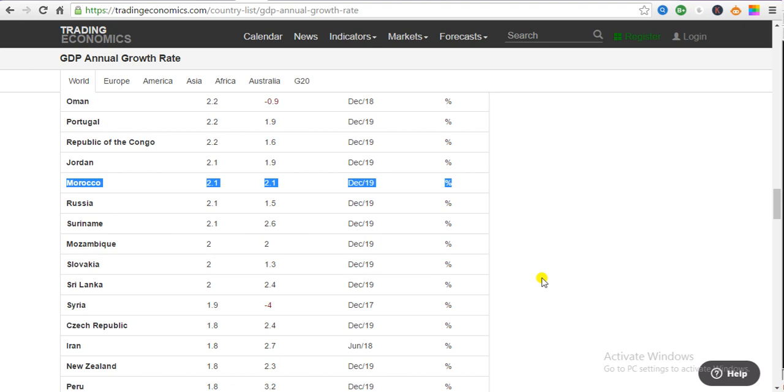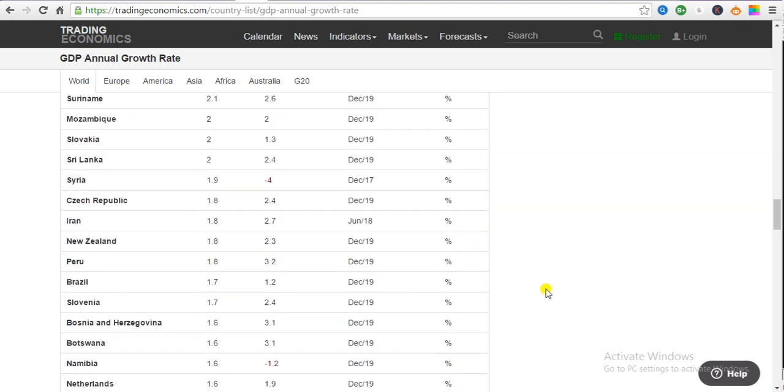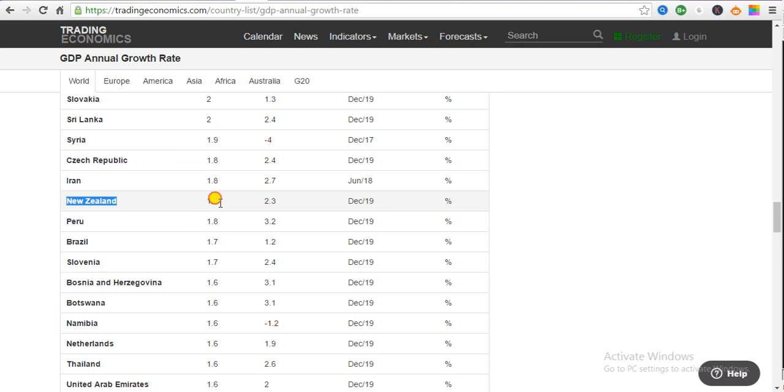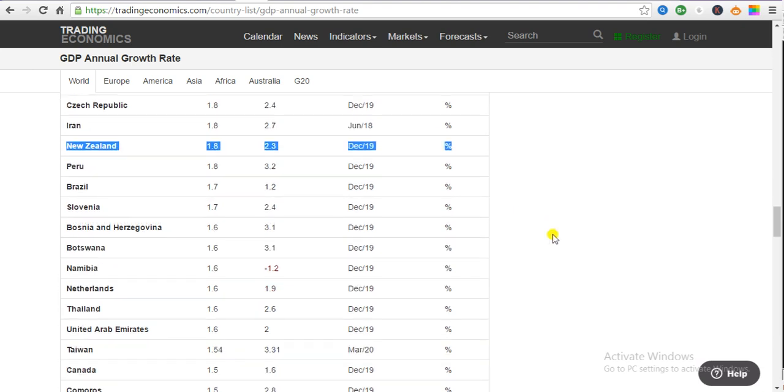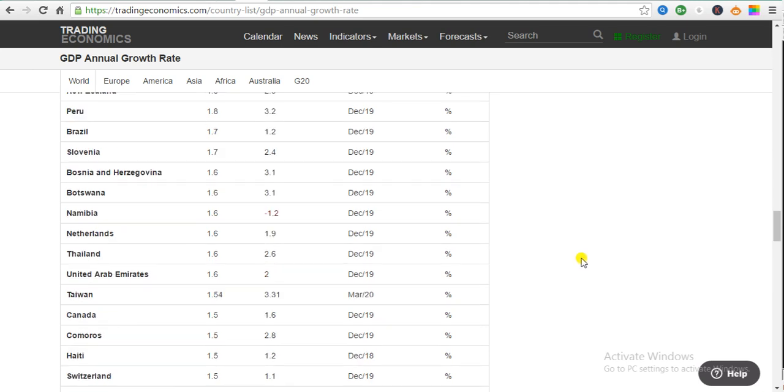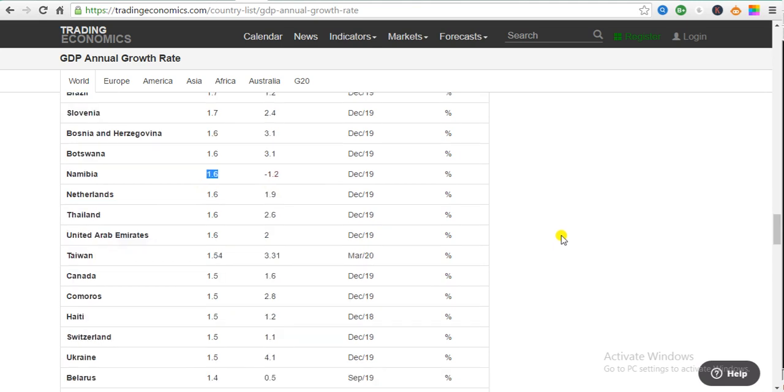Russia, 1.5. Mozambique, 2%. Sri Lanka. New Zealand, we have it here, about 2%. Botswana, 1.6%. Botswana is not the fastest growing, but we will have to look at the region, what they're doing. It seems like they could be growing a lot more, but we'll have to see what the factors are. Namibia had a negative GDP for the year. This is bad. And coming out of the slump, they had a 1.6, which is positive. All right, we'll just leave it at that.